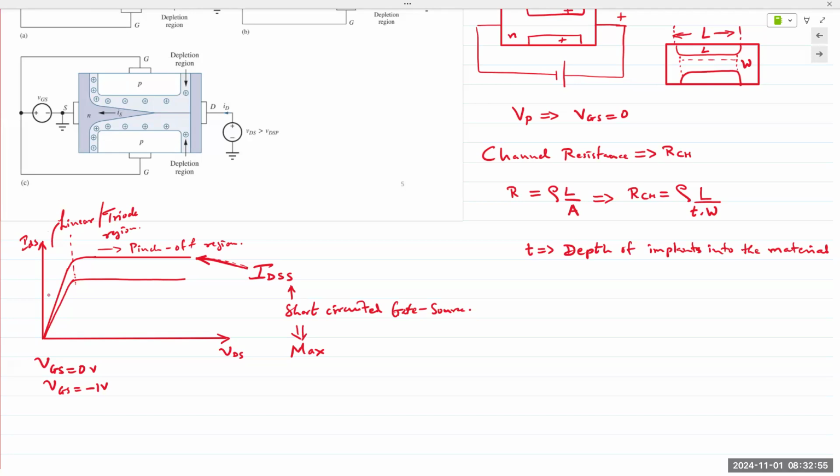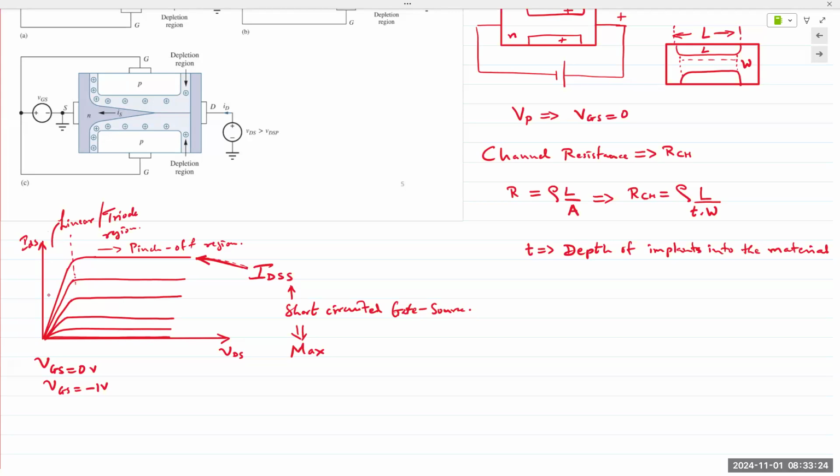Then you increase that VGS again, an increasingly negative value. It's a linear region, and then saturates. Linear region and saturates. And at some point, obviously when VGS goes more negative, it reaches the point of VP, the pinch-off voltage.